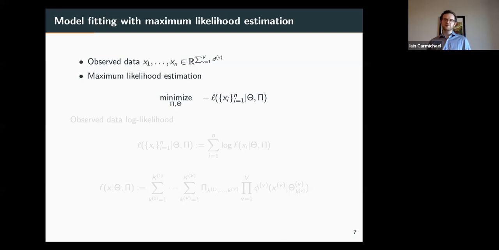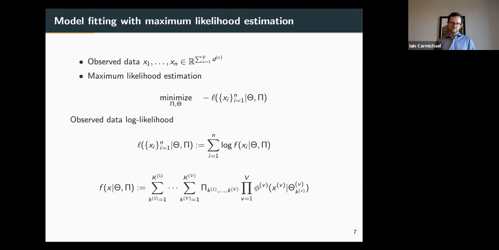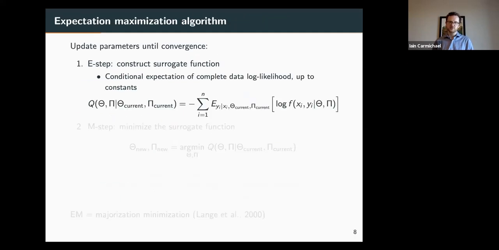So now how do we fit this model? In the basic setup, we're going to fit it with maximum likelihood. So given n observations, we're going to minimize the negative log likelihood, and we're going to do that using an expectation maximization algorithm. This is all pretty standard if you're familiar with EM for single-view mixture models. These calculations are just a little bit of additional algebra.